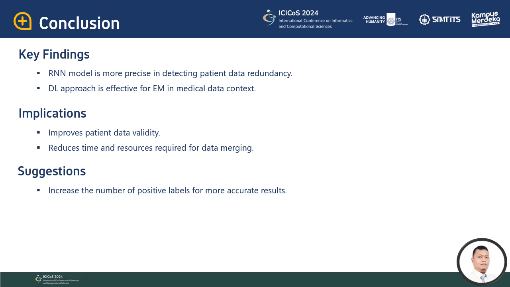Suggestions: we believe that the close prediction scores were related to the undersampling condition. To achieve a clearer differentiation between positive and negative scores, we need to increase the number of positive labels.